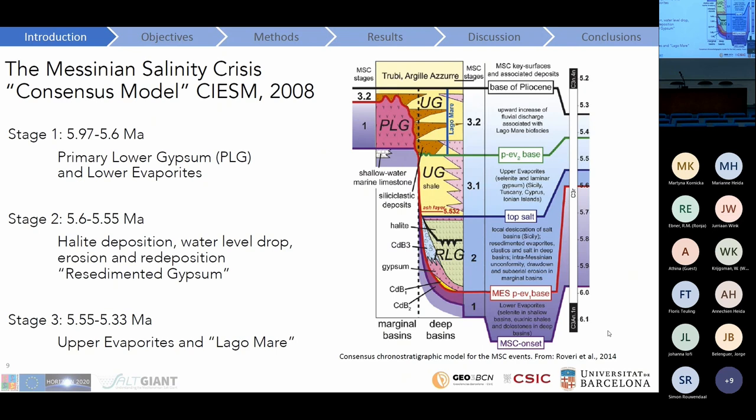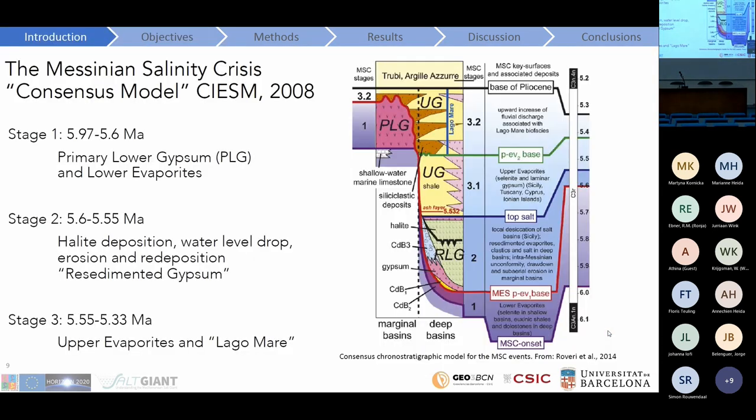But there are a few very big problems around this stage, mainly concerning the timing and the magnitude of the drawdown. So some believe that the water level never dropped more than 200 meters, while others estimate that the water level went down by over a kilometer. And also the timing of evaporite deposition and drawdown. Some place the evaporite deposition before, some during, and some after the drawdown.